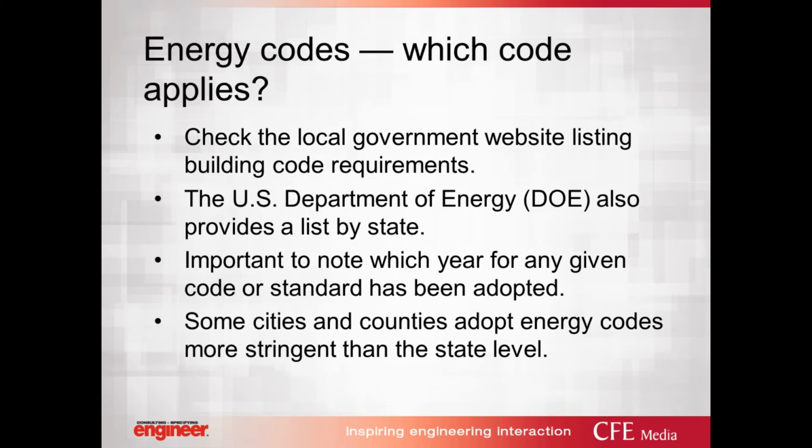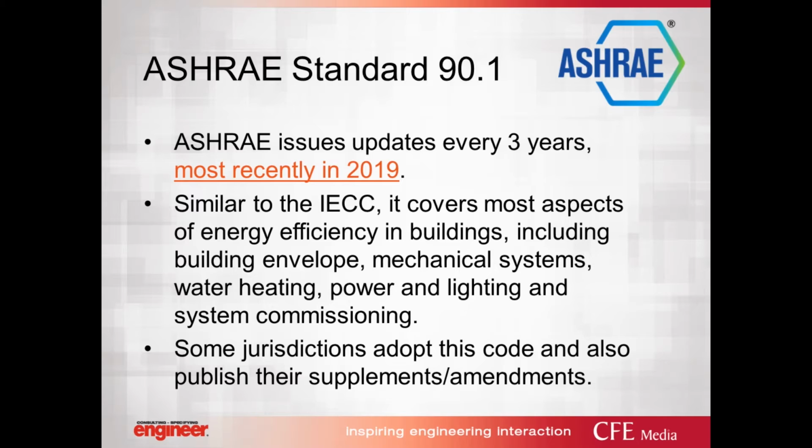For example, let's say there's a project in Ohio. We had an instance once where the architect was using the IECC and the engineering team was using ASHRAE 90.1. And that wasn't discovered until the end of the project. So that can cause some issues. So the key is just to make sure at the beginning of the project that everybody is on the same page as to what energy code is being used.